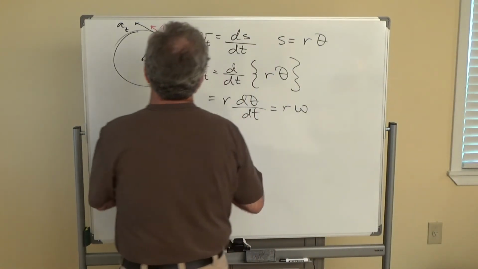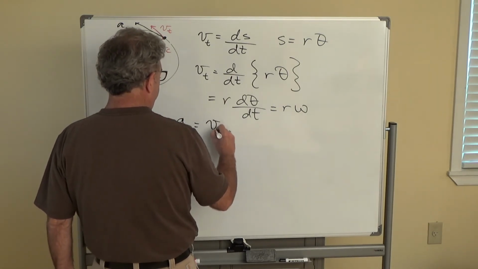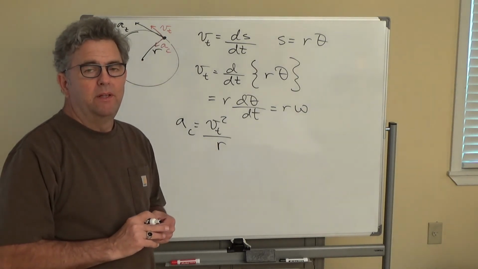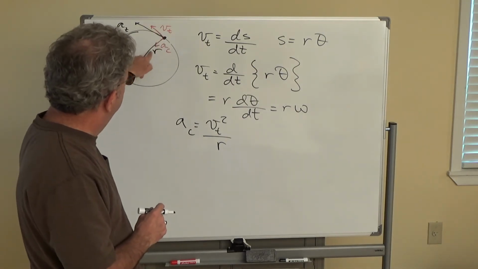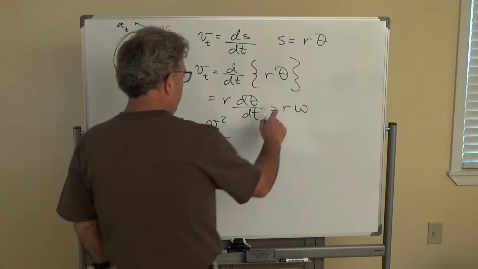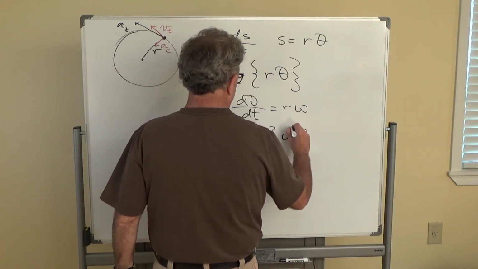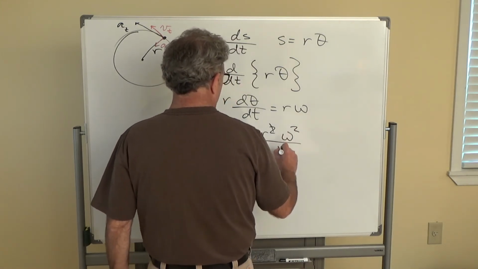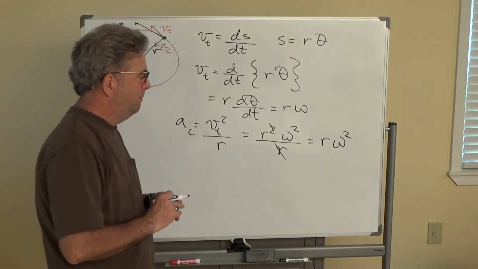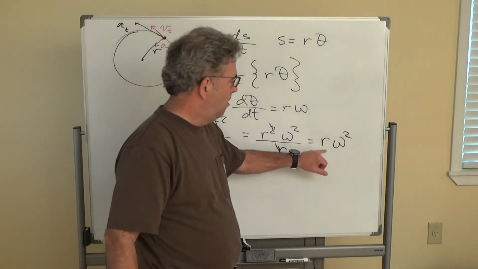What about the centripetal acceleration? Well, we know from what we did in the past, that's v squared over r, right? That's that tangential velocity squared divided by r. So tangential velocity is r omega. This is r squared omega squared divided by r, and it is equal to r omega squared. Okay? So the centripetal acceleration is r omega squared.